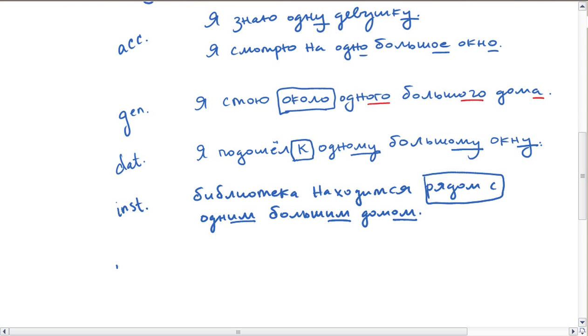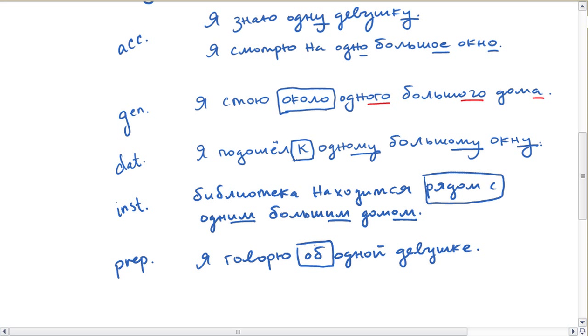And finally, a prepositional example. Я говорю об одной девушке. Because of об, we're going to use the prepositional, right, about одной девушке.